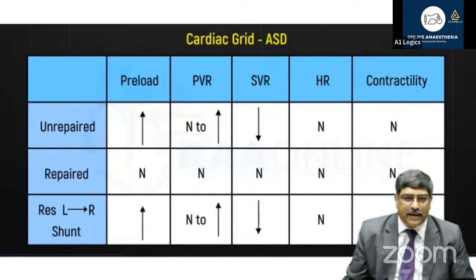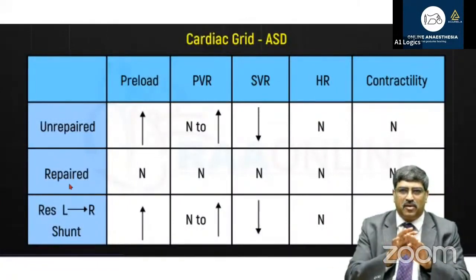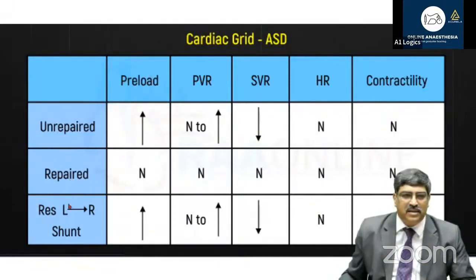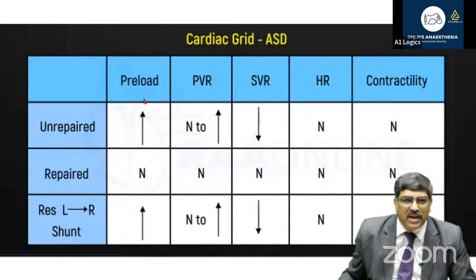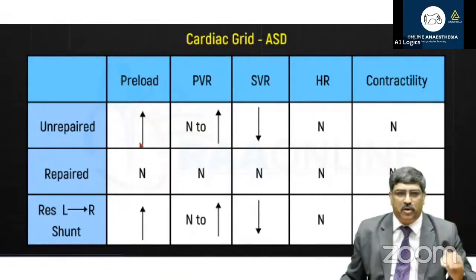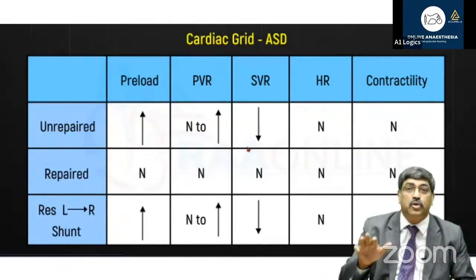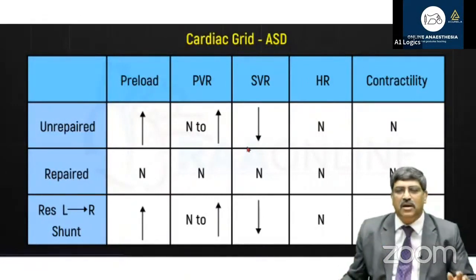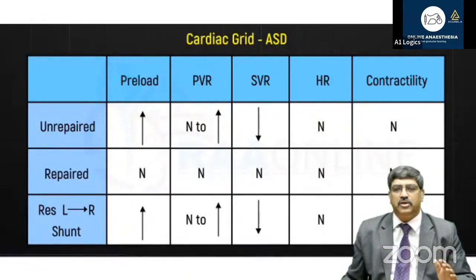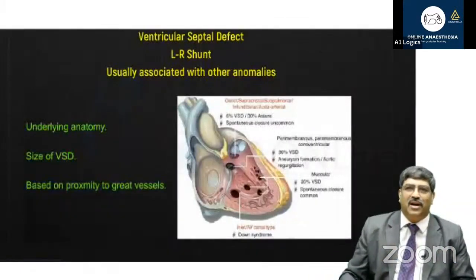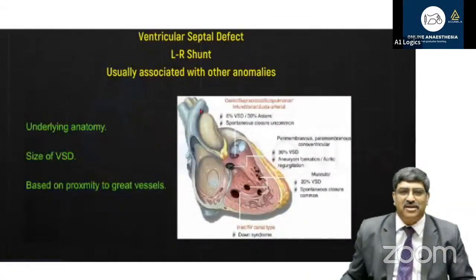Coming to the cardiac physiology, if repaired, almost everything is normal. If it is an unrepaired ASD or a residual left to right shunt is there, you have to maintain a slightly higher preload, PVR should be slightly high and SVR should be low. These two things you should do to reduce the left to right shunt, and the heart rate and contractility should be normal.